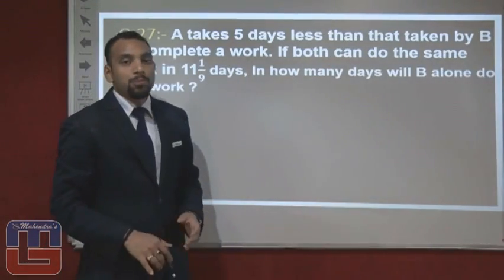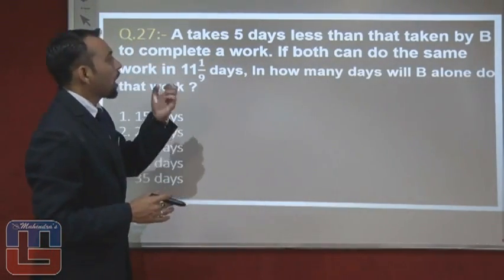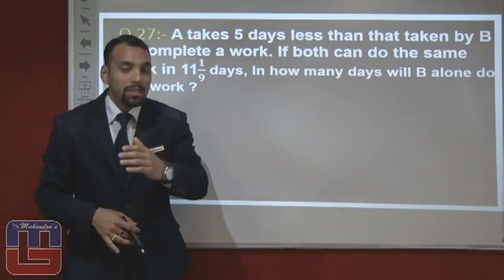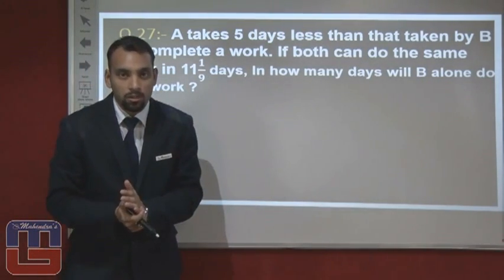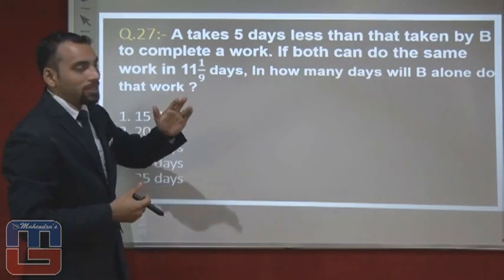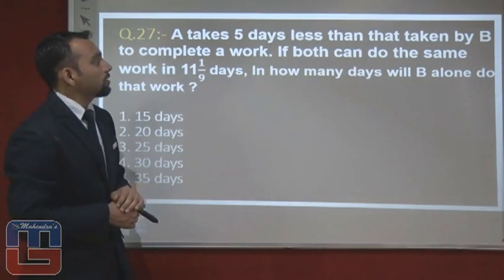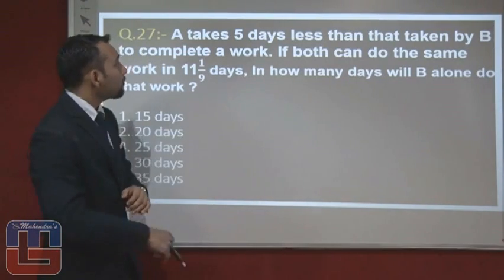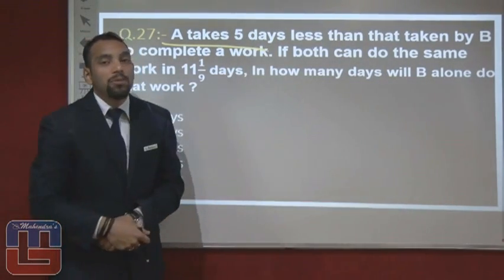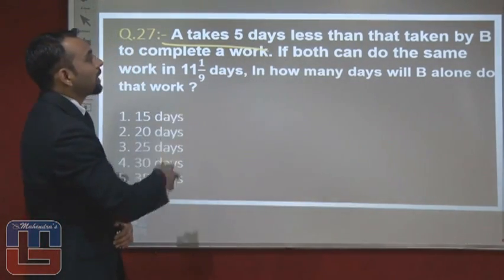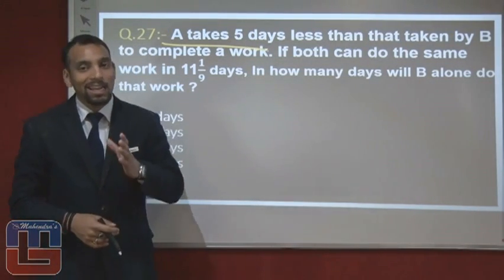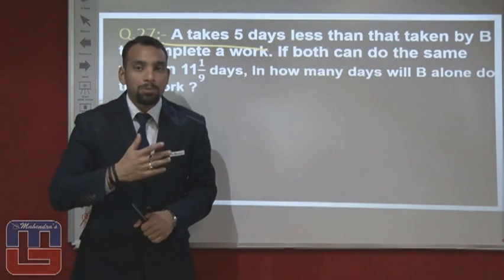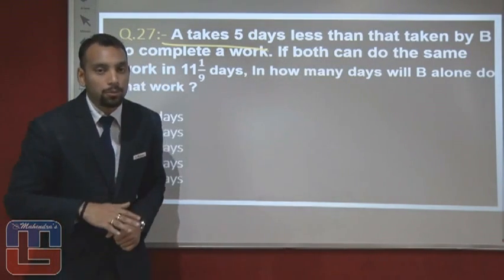The next question is now from time and work. In this question we will use the options as well as the traditional method. Now see, firstly read the question, what the question is saying. The question is saying A takes 5 days less than that taken by B to complete a work, which means A is taking 5 days less than the time taken by B.